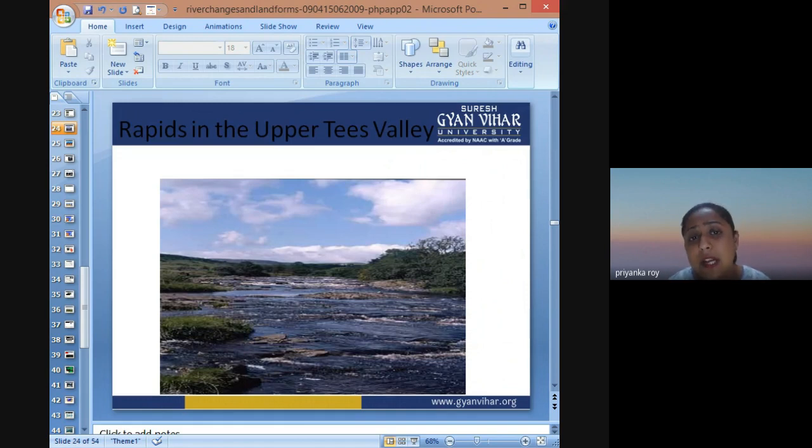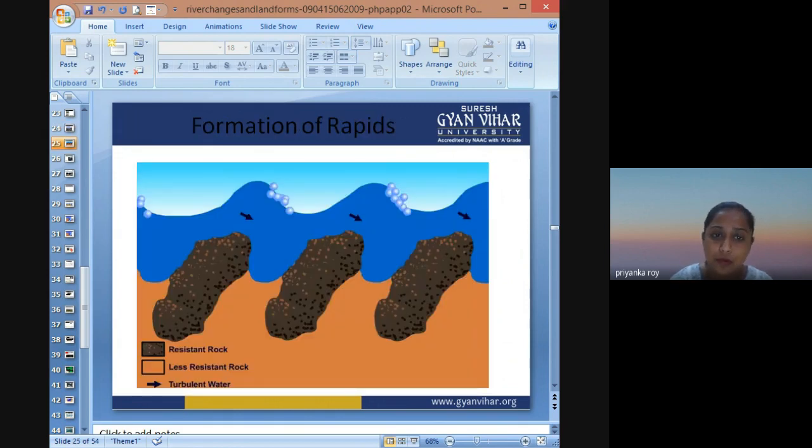There are rapids in the upper course of rivers. If you go to Rishikesh, white water rafting is very common. In Rishikesh and Manali, you will come across places where river water is flowing very fast. You will come across rapids. Rapids are usually on the upper course of rivers.